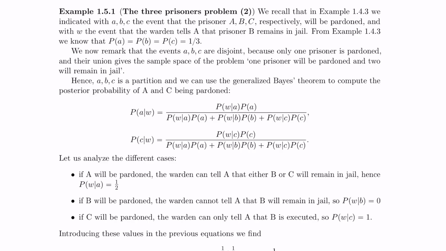It turns out that the events A, B, and C form a partition for this sample space. In fact, it is clear that they reconstruct it with their union, and moreover, they are disjoint, because only one prisoner is pardoned. We can use this important information to write the generalized Bayes theorem in order to compute the posterior probability of A and C being pardoned given the event W. That is, the warden tells A that the prisoner B remains in jail.